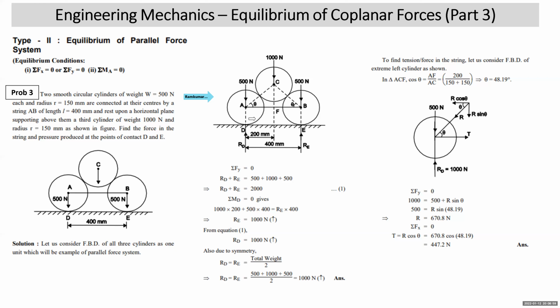Anyway, now it is a parallel force system. So first apply sigma Fy equal to 0. Upward is equal to downward. RD plus RE is equal to 500 plus 500 plus 1000. So you got RD plus RE is equal to 2000.